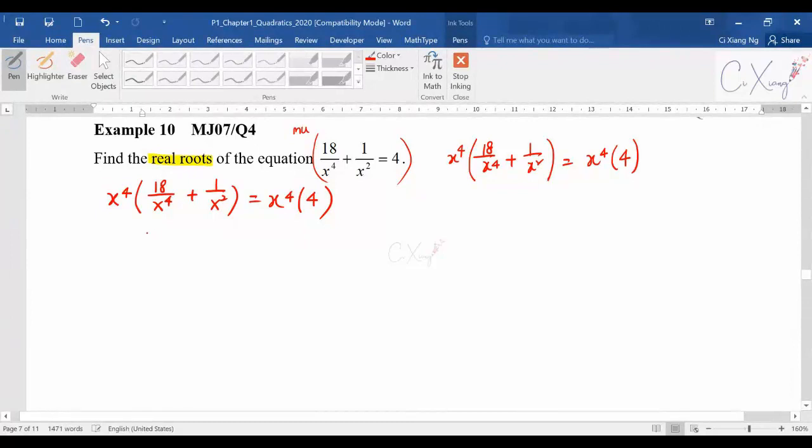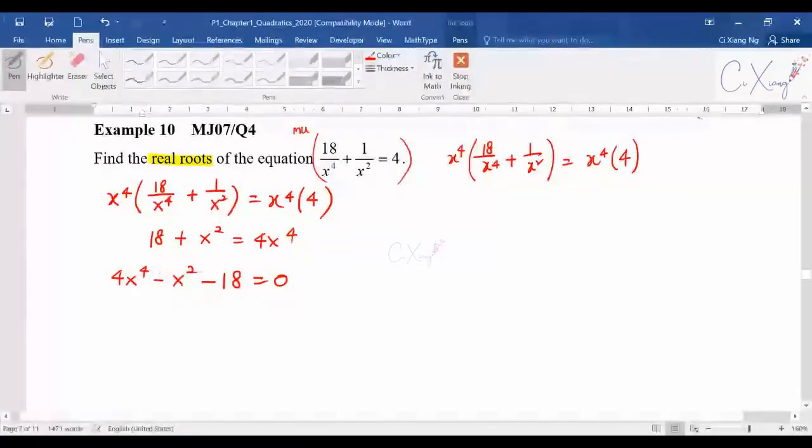When I multiply them, on the left-hand side I have 18 plus x squared, equals 4x power 4. Usually I will put the highest power of the variable x as the first term, followed by the second highest power, and then minus 18, equals 0. Generally you see that I have x squared, and then the double of x squared is x power 4.